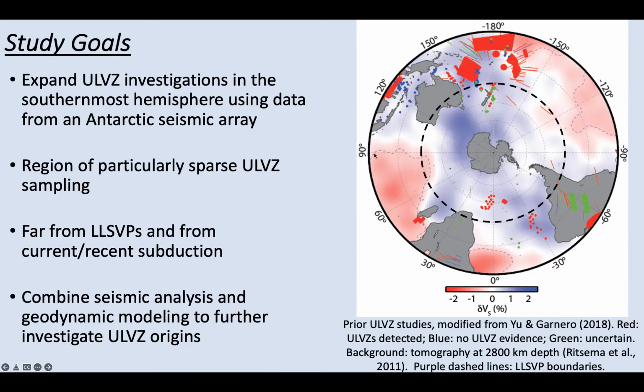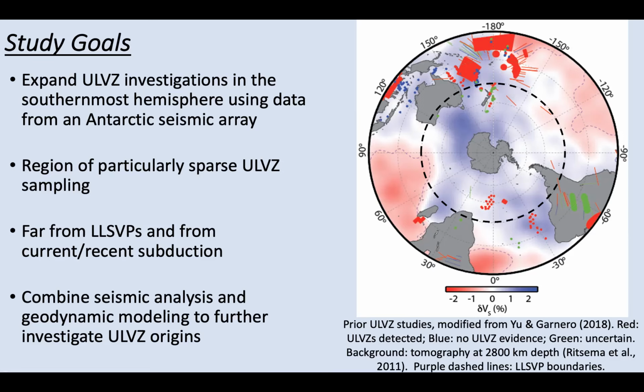The background, again, is seismic tomography. The red areas enclosed by these purple lines are those LLSVPs that I mentioned a minute ago. And the red, blue, and now green markers are, again, the locations of prior ULVZ studies. You'll notice that while there is some ULVZ sampling within this circle, within the southernmost hemisphere, some of which, a lot of these dots up here, come from a previous study that I did, sampling in this part of the world and this part of the core-mantle boundary is pretty sparse.